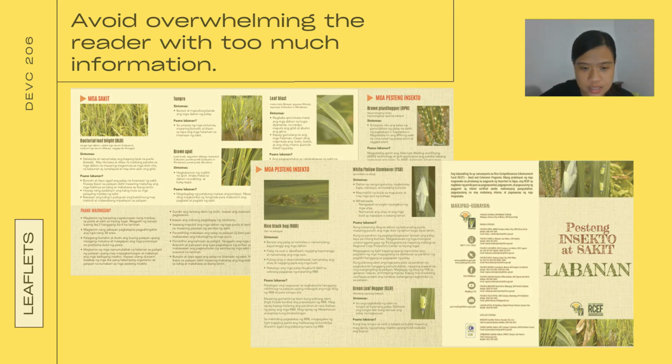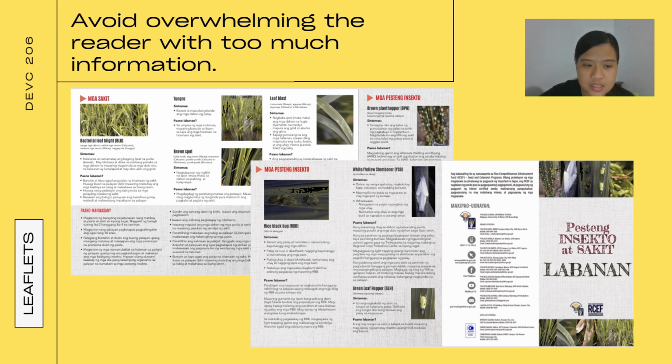Let us look at the content. Specific or common pests and diseases are only presented in the leaflet, given that it can't provide all the information on all the pests and diseases that farmers encounter since the leaflet has only limited space. The idea is to not overwhelm the reader with too much text and images.